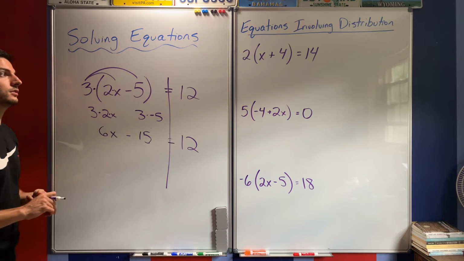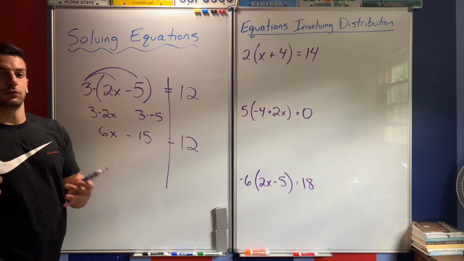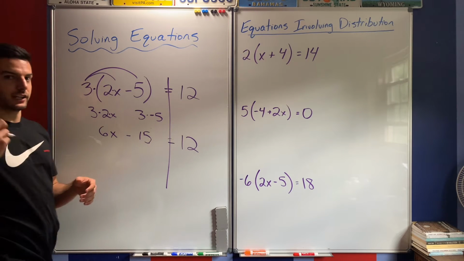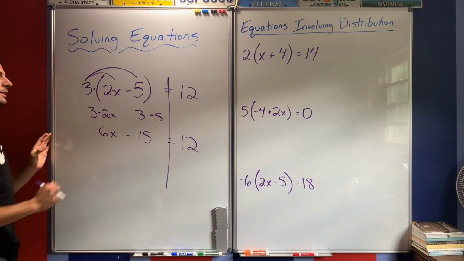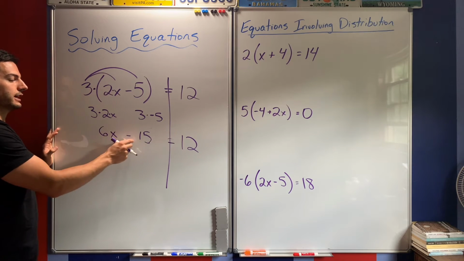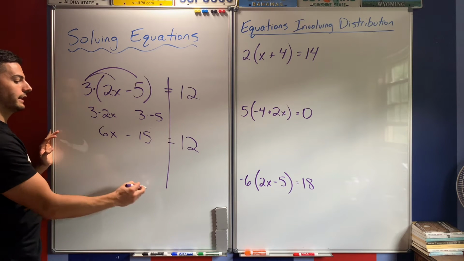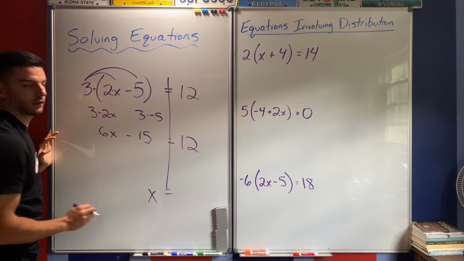Okay, you want to distribute that number times the group, and then you can solve it like you would solve any other equation. So it's kind of an extra first step in the process. Okay, but now I look at this, right? 6x minus 15 equals 12. And again, you can solve that by isolating the x or getting the x by itself.